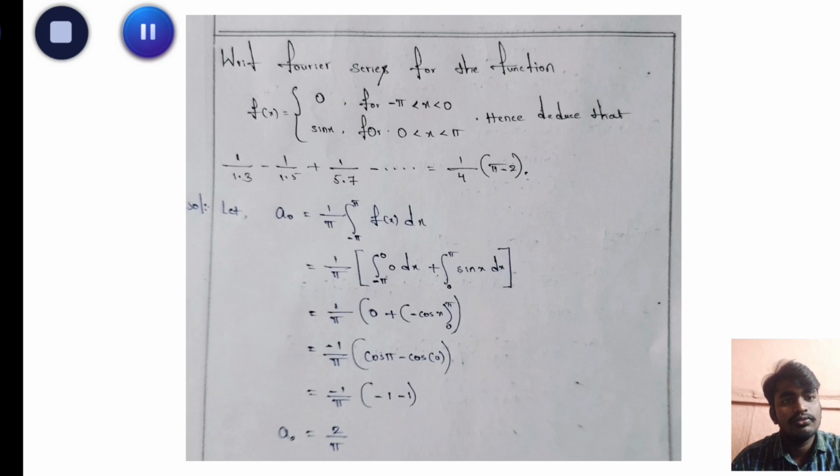over the limit 0 to π, and the negative sign comes out: −1/π [cos π − cos 0]. The value of cos π is −1 and −cos 0 equals −1, so the a naught value equals 2/π.